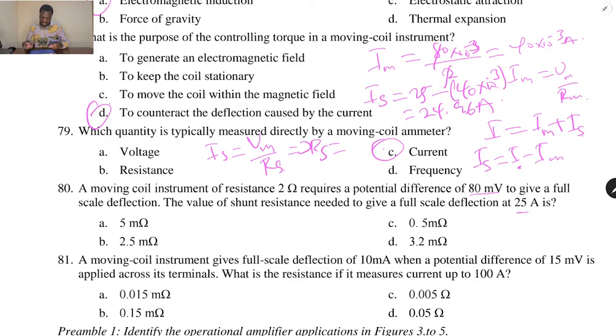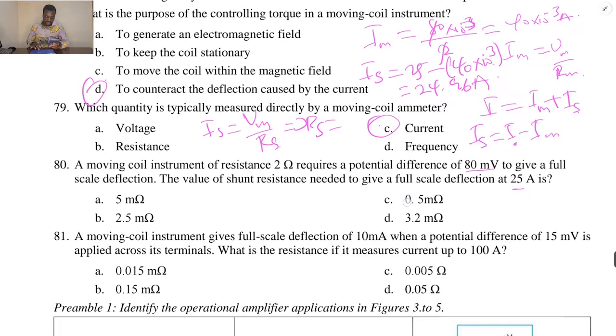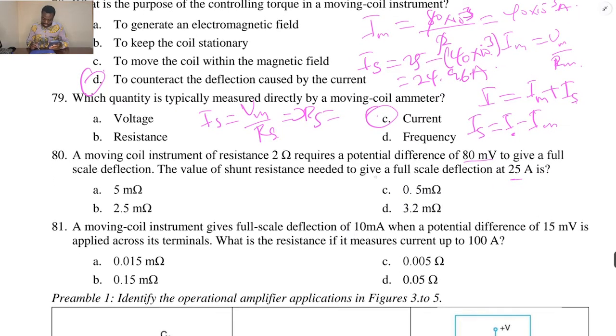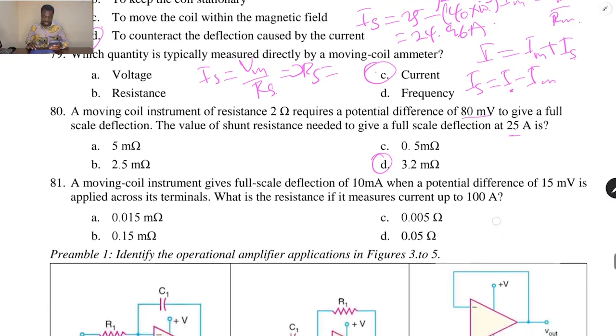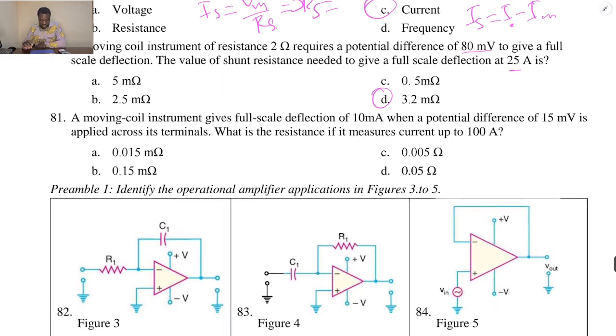VM we know from the question is 80 milli. So we take the inverse of the shunt current times 80 times 10 to the power minus 3. So we get 3.2. The answer here is D, 3.2 milliohms. Now moving forward to question 80.